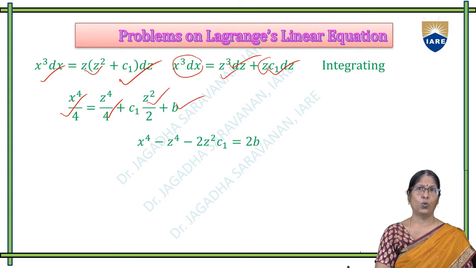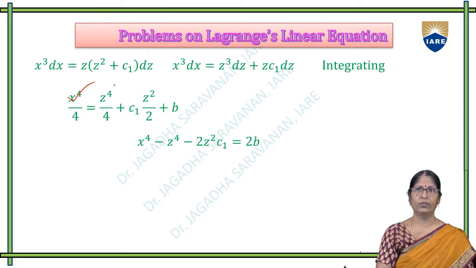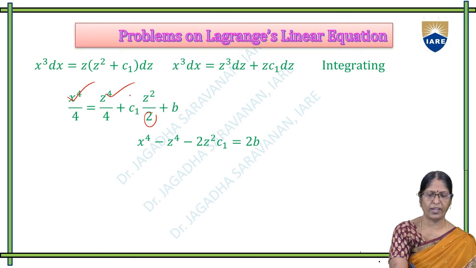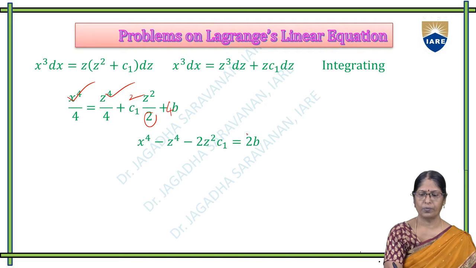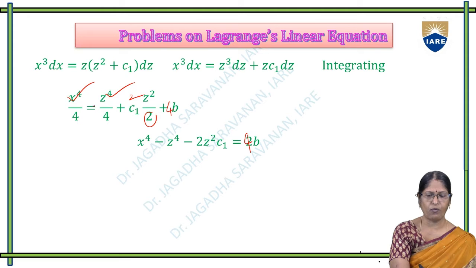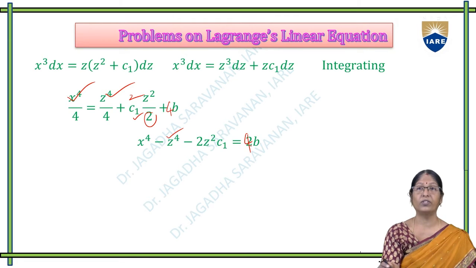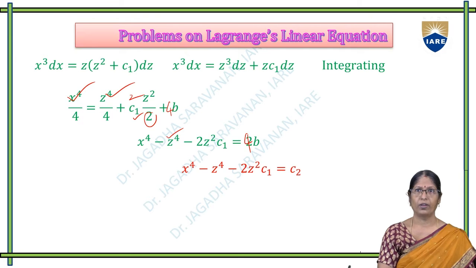So we can see very well x power 4 and z power 4. We can take the LCM. Here 2 is there, so taking the LCM, it is multiplied by 2, and here also we can see it completely, 4 should come: 4b. That is x power 4. This z power 4 we are bringing to the left position, and this is also brought to the left position, that is minus 2z square c1, which is equal to 4b. So completely the left side, there is no change at all.